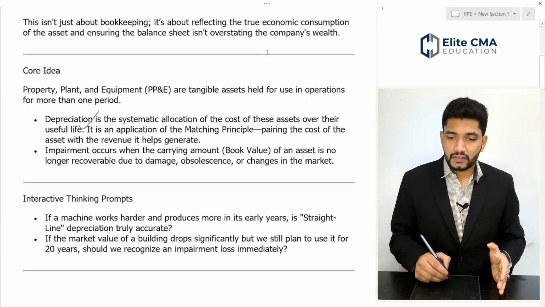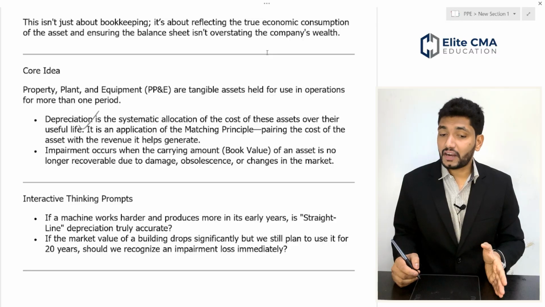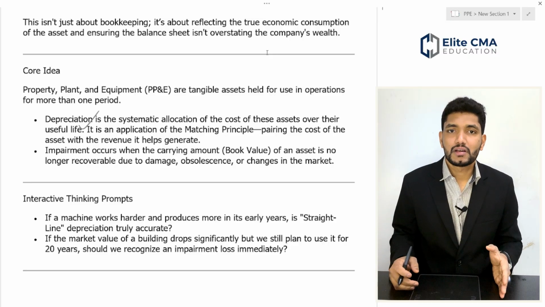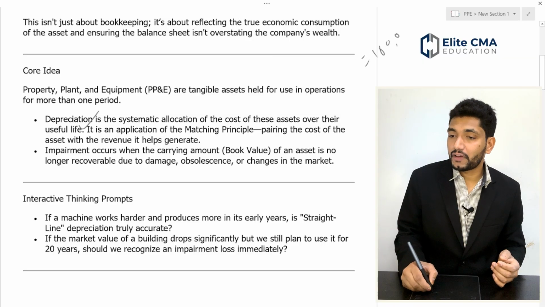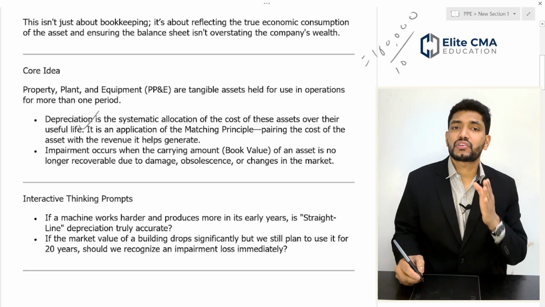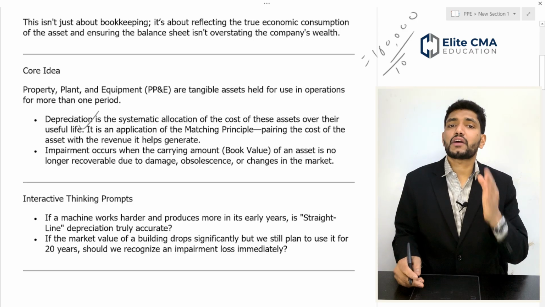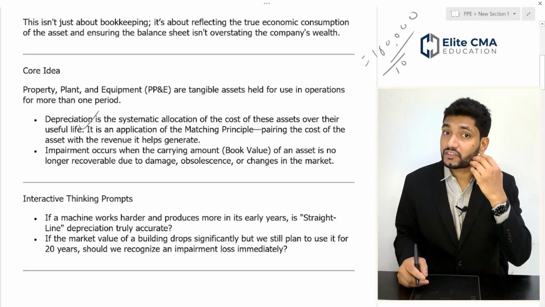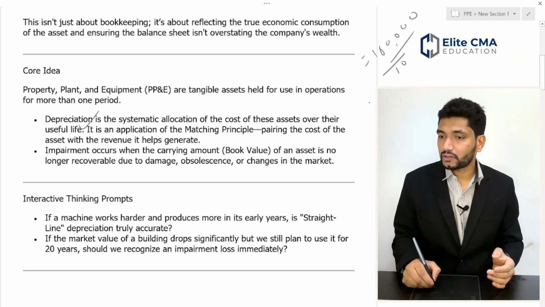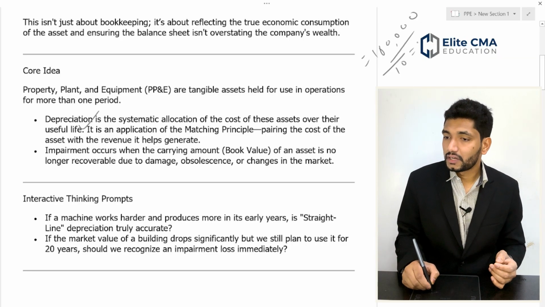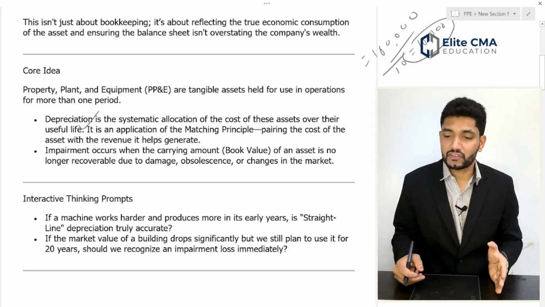Just look into some thinking. If a machine works harder and produces more in its early years, is straight line depreciation truly accurate? What is the straight line depreciation method? It means you are allocating your machine value equally throughout its life. Suppose you purchased a machine for $100,000 and you assume this machine can be used for the next 10 years. With straight line depreciation, you allocate this 100,000 equally throughout the 10 years. That means 10,000 depreciation will be charged every year. This is straight line depreciation.